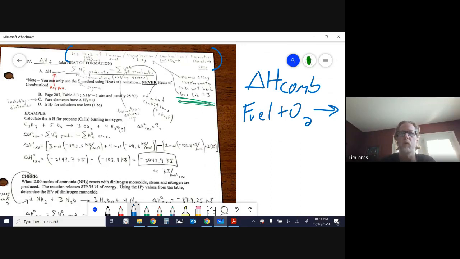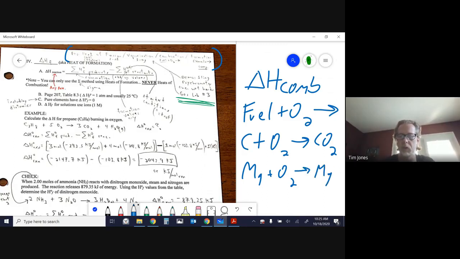Sometimes it's more of just combining the fuel and the oxygen. So an example would be, and this was in the review worksheet, if you said the combustion of carbon, it'd just be carbon plus oxygen. In this case, it forms CO2. If it was magnesium and oxygen, it would form MgO. I didn't bother balancing it.